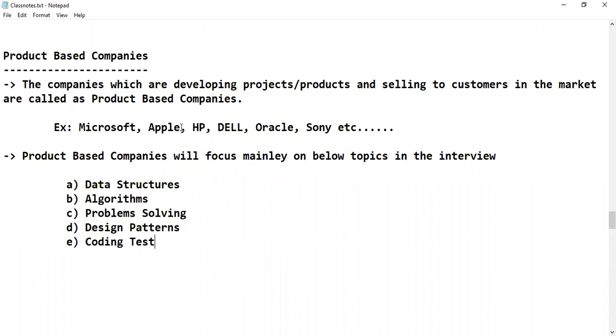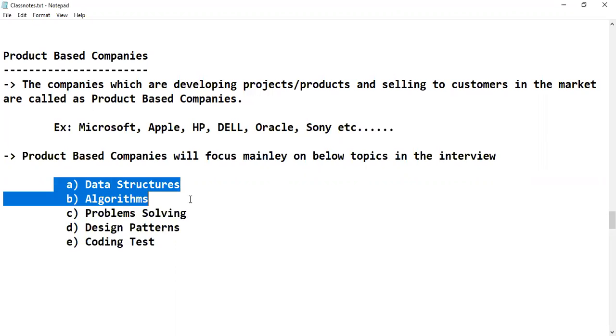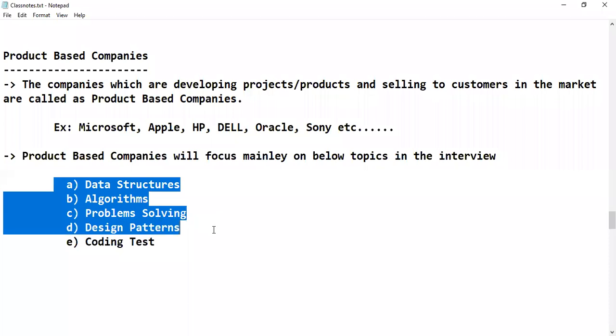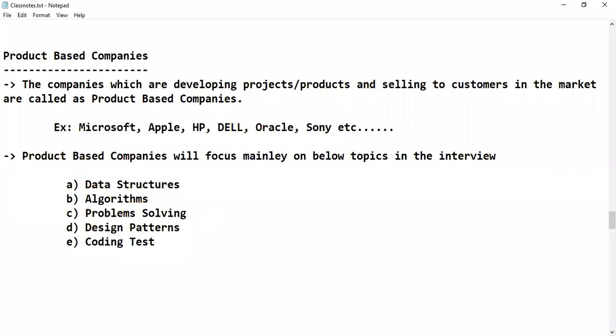If you go for a company like Oracle, Microsoft, or Apple, they don't ask you whether you know Spring Boot or not. That is not important for them. When you attend any product-based company interview, they will focus mainly on data structures, algorithms, problem solving, design patterns, and coding test. Product-based companies will give very, very good packages.